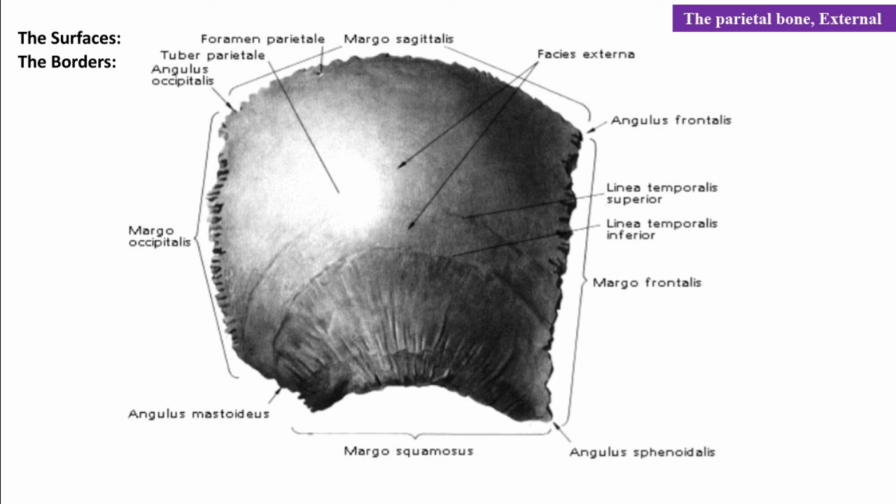Next we'll talk about the angles. Angulus sphenoidalis down there. This is very important, but you just need to take your bone and look for this angle. It will help you to tell whether the bone is the left or right side. Here there is the frontal angle, angulus frontalis. Here there is the occipital angle, angulus occipitalis, and here there is the mastoid angle, angulus mastoideus.